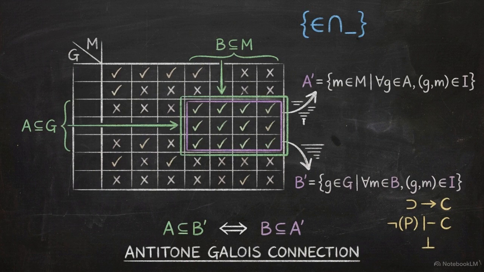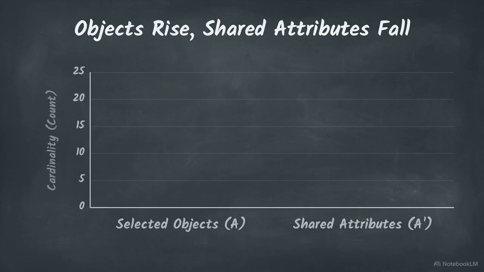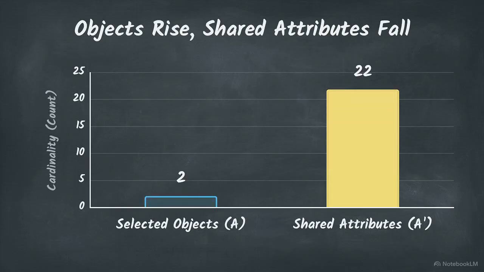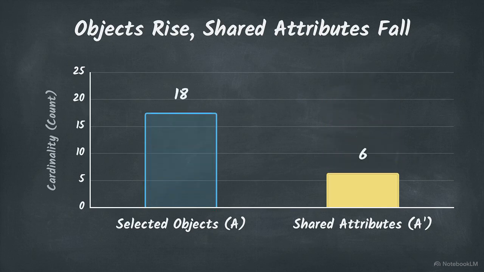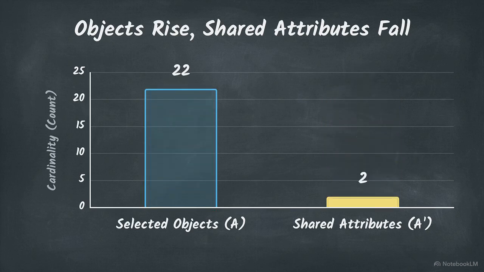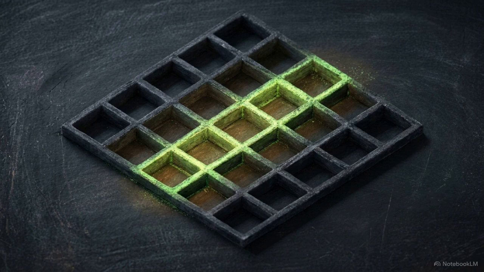These maps are linked by an Antitone-Galois connection. This means that every object in set A has every attribute in set B, if and only if every attribute in B is possessed by every object in A. These maps reverse inclusion. As you increase the number of objects in your selection, the number of shared properties they can all maintain must shrink. This back-and-forth mechanism serves as the engine for discovering exact empirical indiscernibility in any dataset.